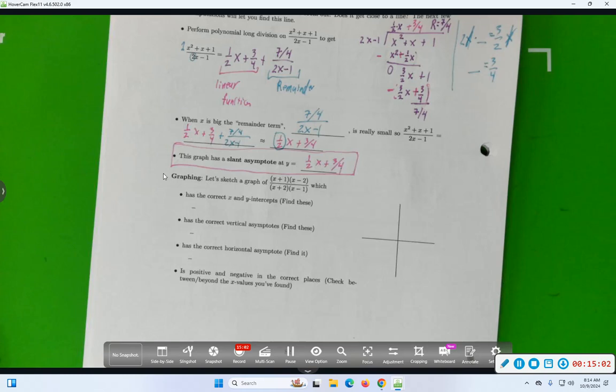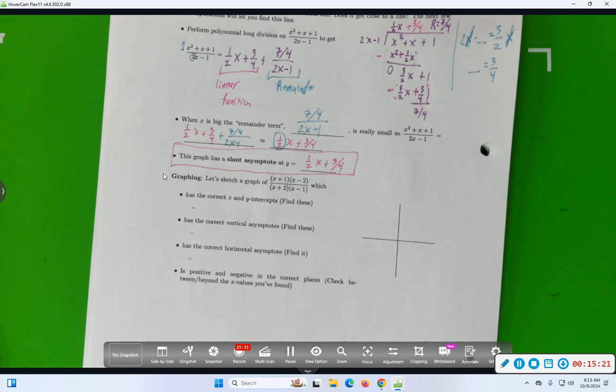So I want to graph this in a manner that has the correct local behavior near all the intercepts and all the asymptotes. Is positive and negative in the correct places. Has the right horizontal asymptote. So, let's start with this. Let's find the x-intercepts and y-intercepts.